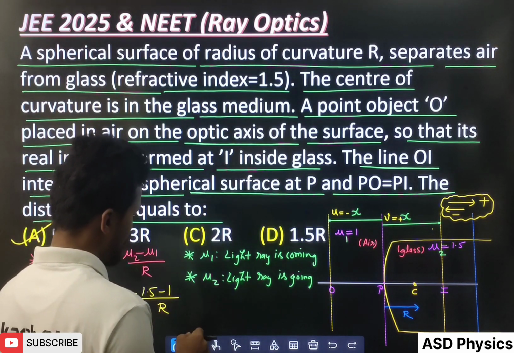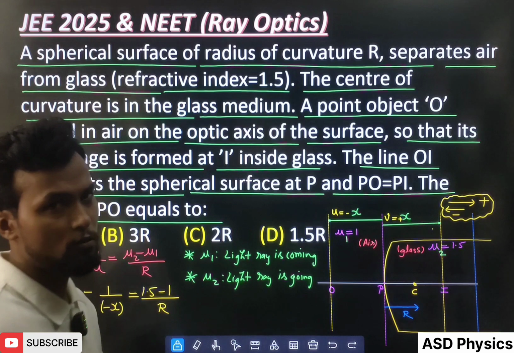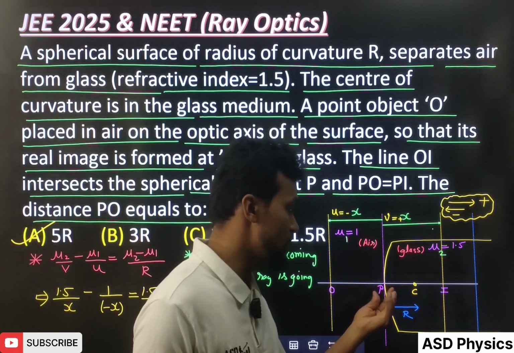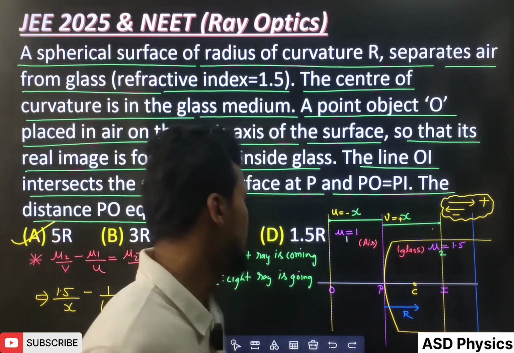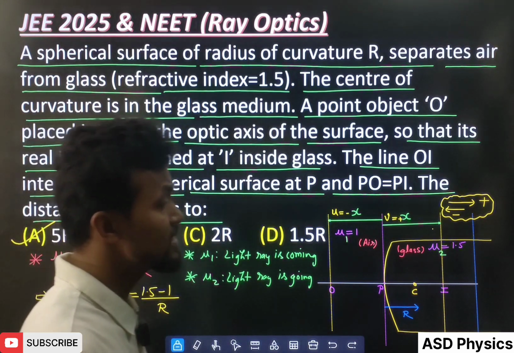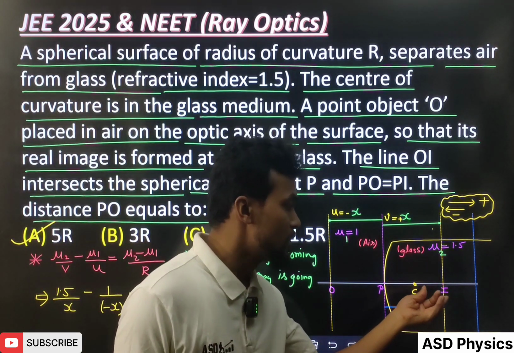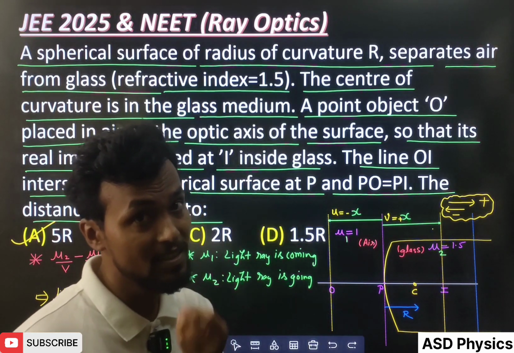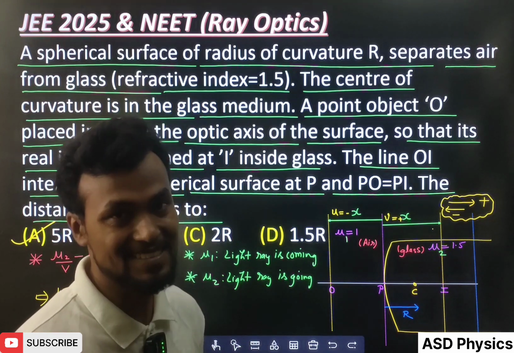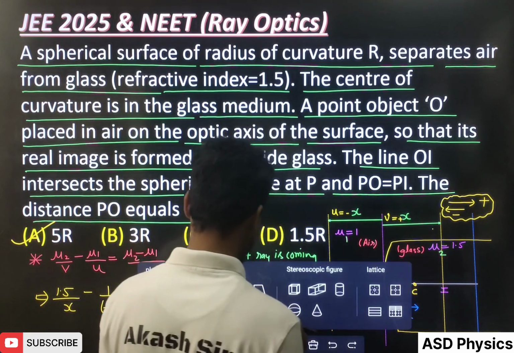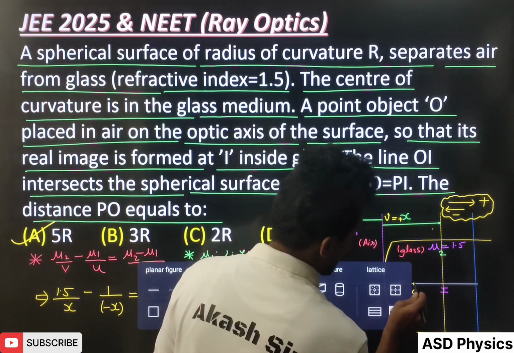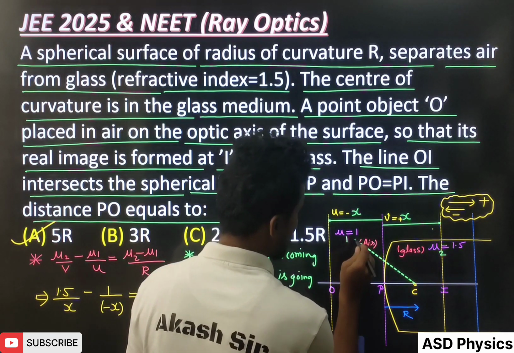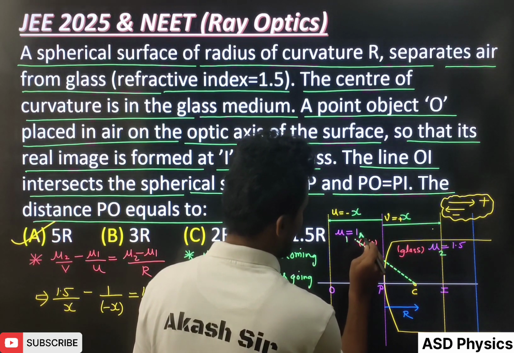But if we talk about the diagram, according to the calculation, what is x? X is 5r, that means the object distance is 5r. That means r is x by 5. That means definitely the center of curvature is on the left side of the eye, because its distance is less than x. So from here I will draw a normal. Now this is the normal I have taken here.